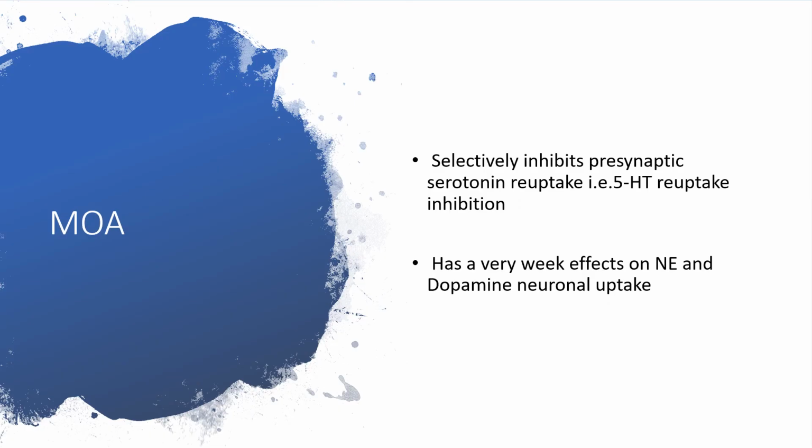Mechanism of action. SSRI will selectively inhibit presynaptic serotonin reuptake. Okay? And it will have a very weak effect on norepinephrine and dopamine neuronal uptake. So, when an SSRI like Zoloft is taken, nothing is going to affect norepinephrine and dopamine, but it will selectively inhibit serotonin reuptake.